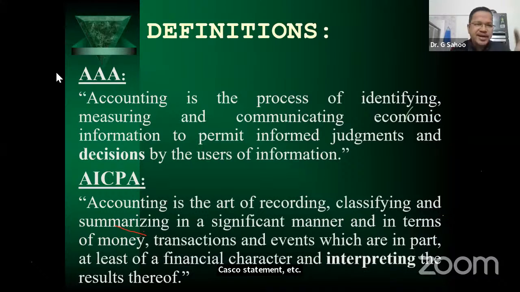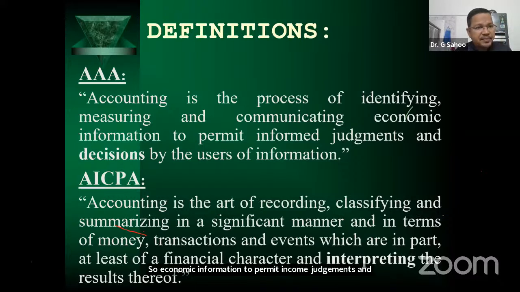What do we have to identify? We have to identify the transactions or events relating to business. After identification of business transactions and events, we have to measure them. Whenever we are measuring, we must measure in terms of money only, no other dimensions of measurement. Again, after measuring, we communicate the economic information to permit informed judgments and decisions by the users of information.